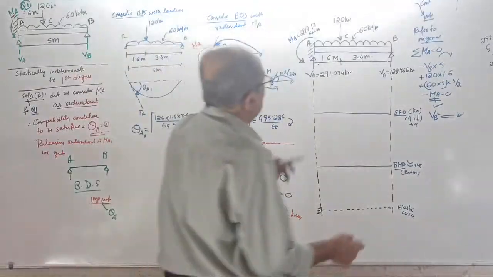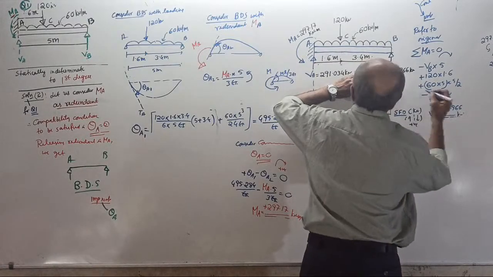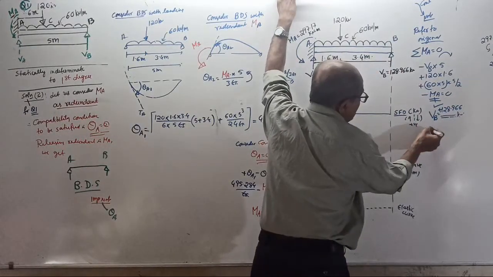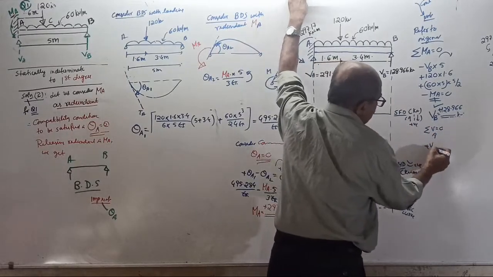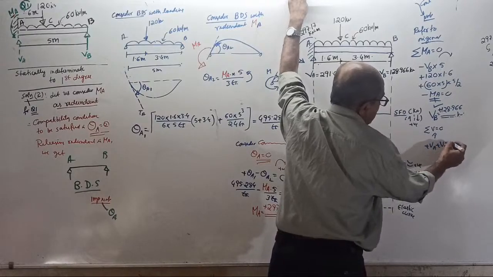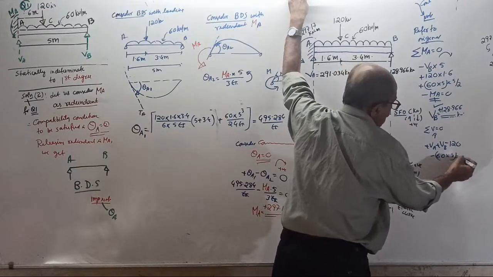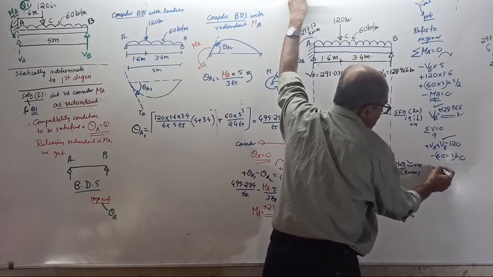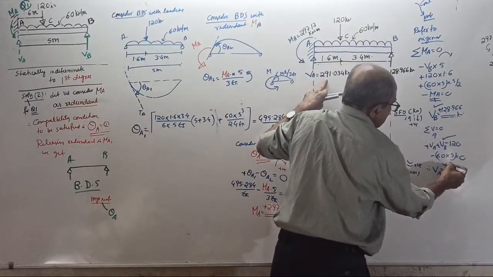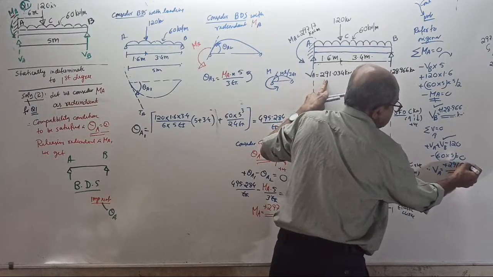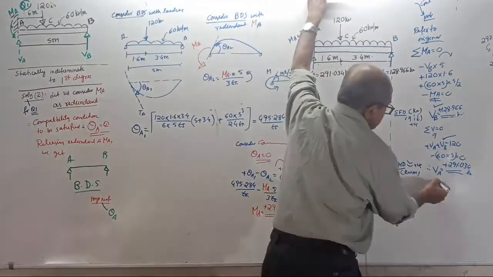128.966 kilonewton. Plus 128.966 kilonewton. Okay, then lastly, sigma V equals zero, taking upward as positive: plus VA plus VB minus 120 minus 60 into 5 equals 0. You know the VB value, therefore get the value of VA first. It will come plus 291.034 kilonewton.